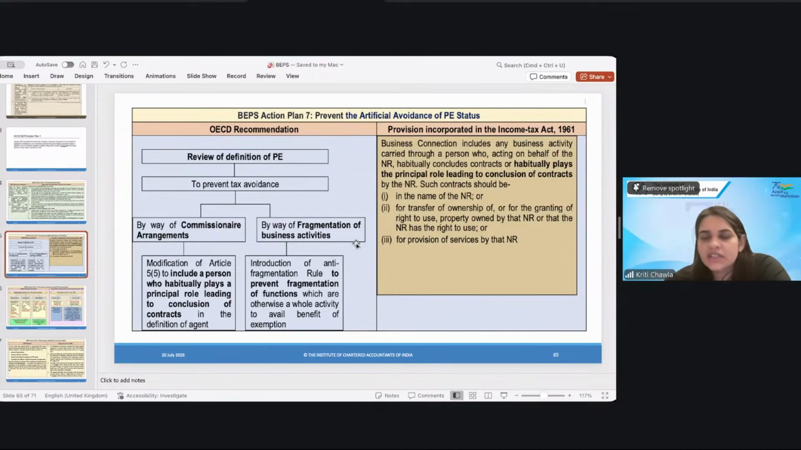So just take a minute and read through this particular slide on Action Plan 7, preventing the artificial avoidance of PE status.